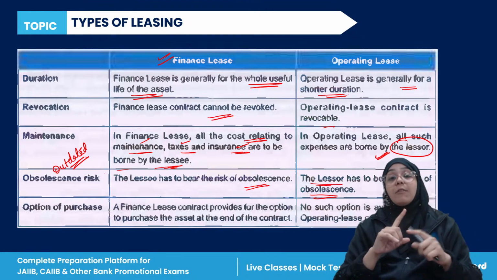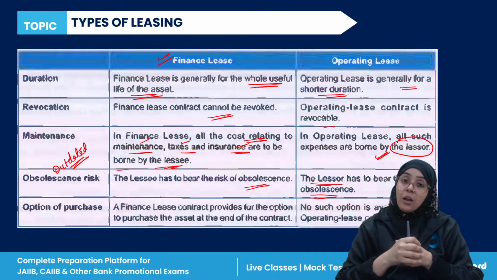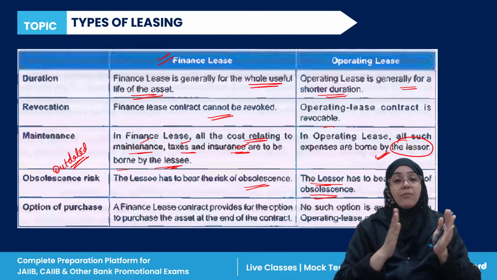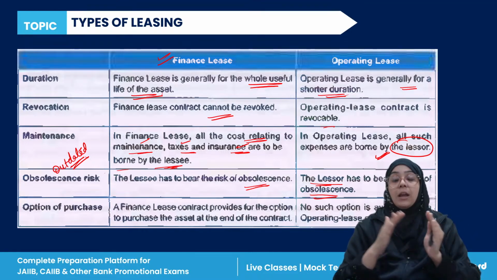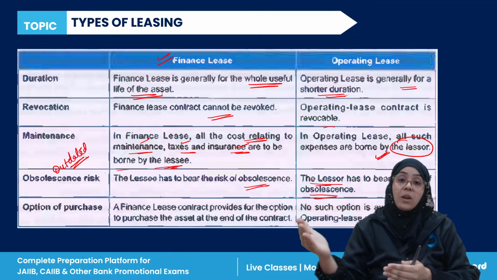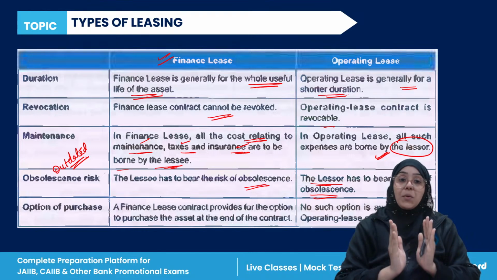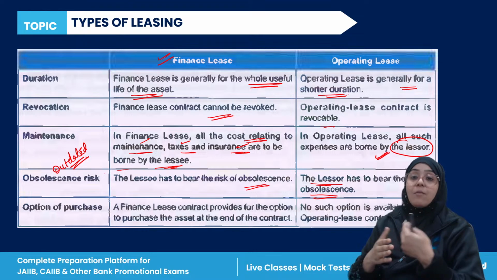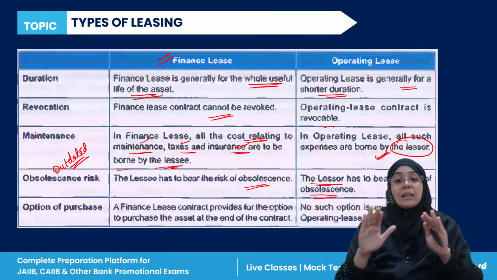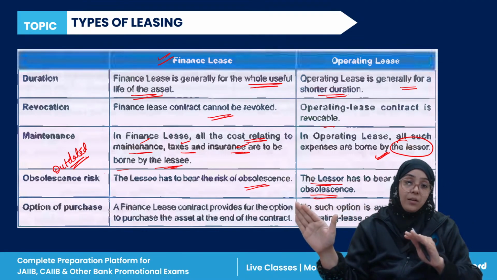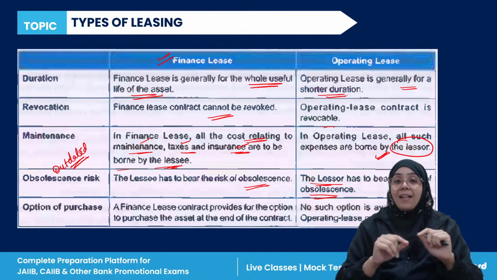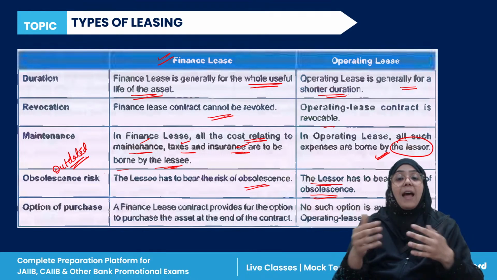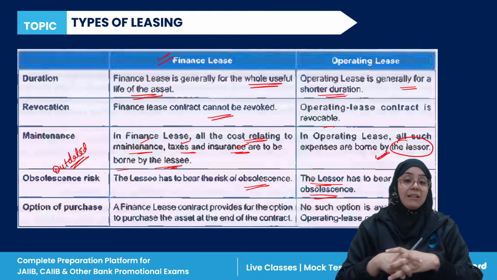So a finance lease covers the whole economic life of the asset, whereas an operating lease is actually for a shorter duration. A finance lease cannot be revoked; an operating lease can be revoked. In a finance lease, all the costs related to maintenance, taxes, and insurance are borne by the lessee, whereas in an operating lease, all the expenses are borne by the lessor. Now, in a finance lease, the lessee has to bear the risk of obsolescence, whereas in an operating lease, the lessor has to bear the risk of obsolescence, right?